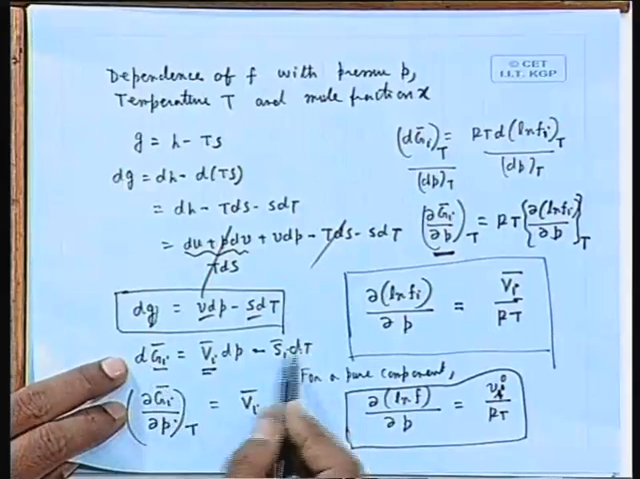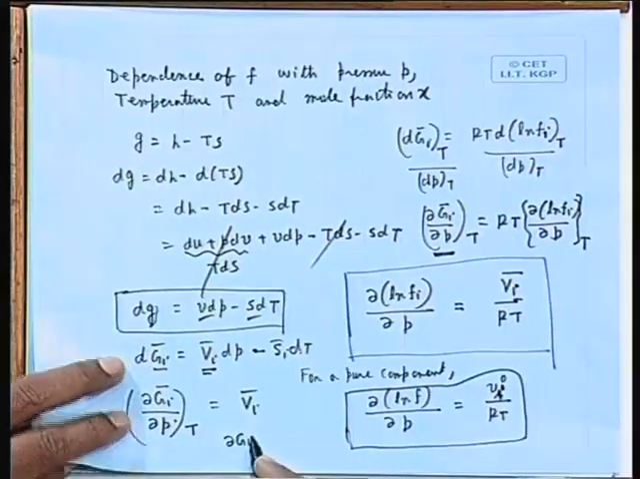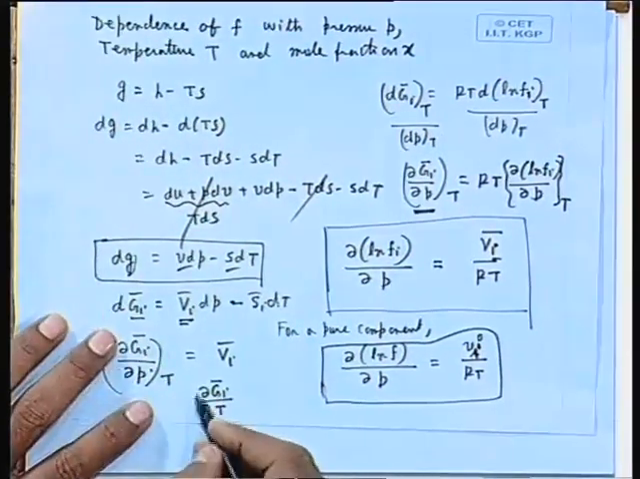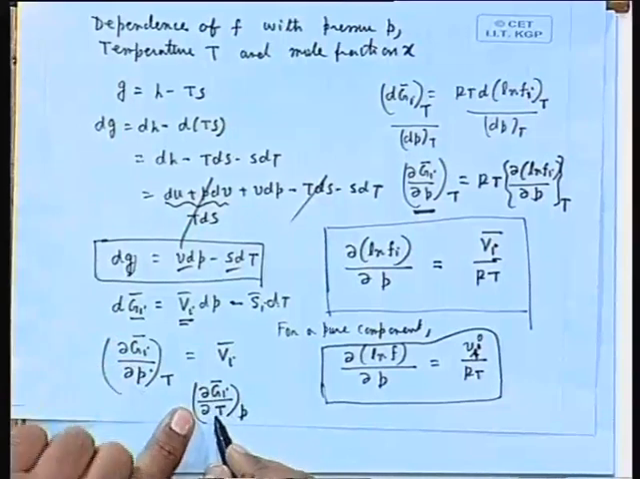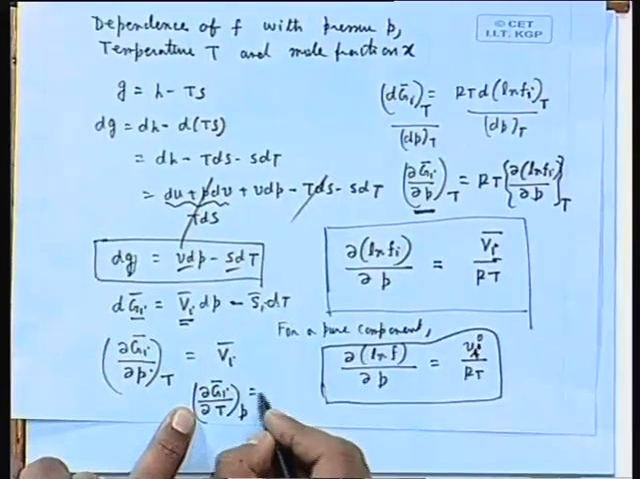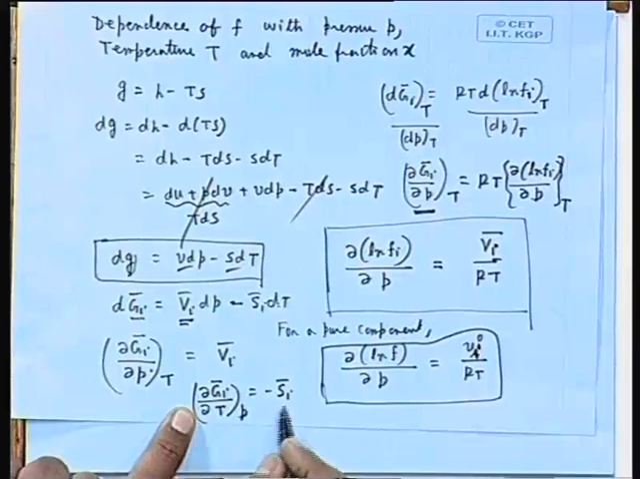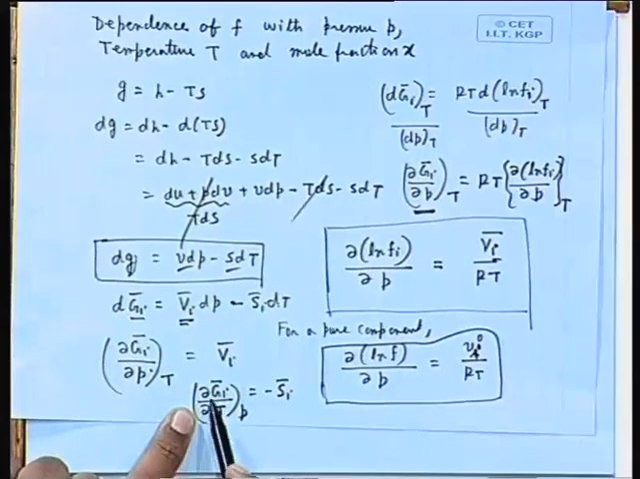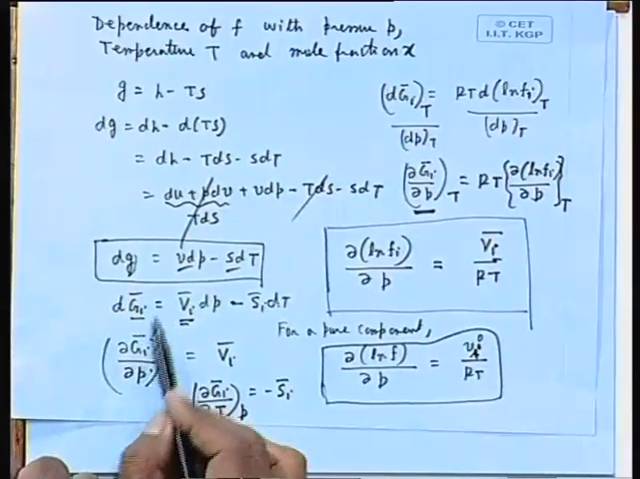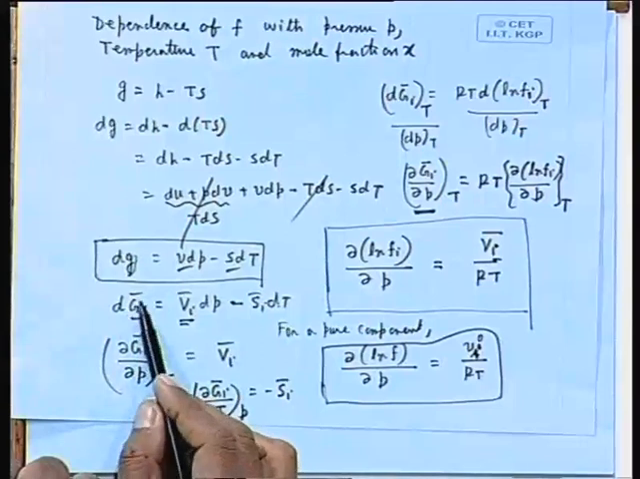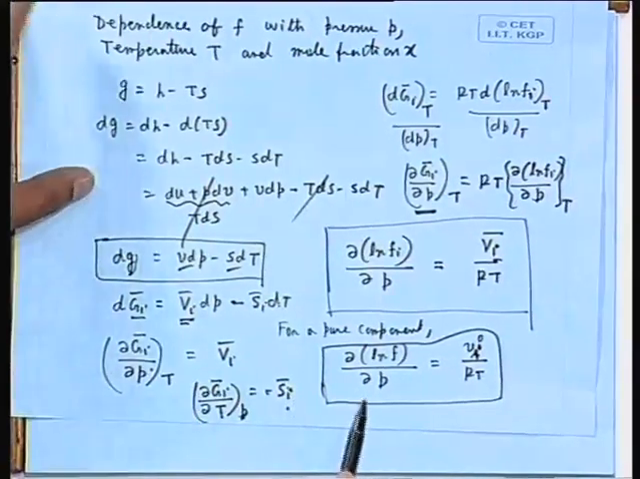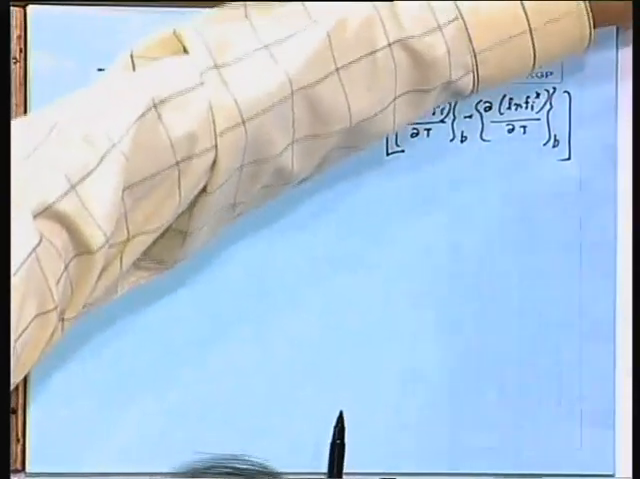dGi equals Vi dP minus Si dT, so what is ∂Gi/∂T? The partial differential with respect to T at constant pressure is minus Si bar. These are all known things we did earlier, this is the property relationship. Therefore the partial differential of the partial molar Gibbs function of the ith component with temperature at constant pressure is nothing but minus Si bar. Si bar is the partial molar entropy of the ith component.